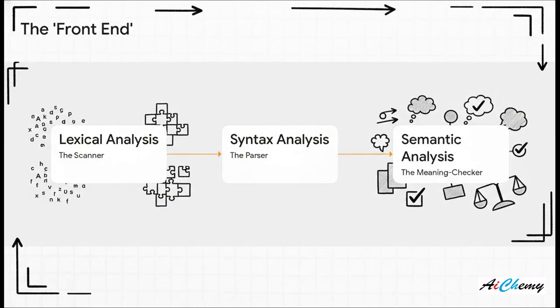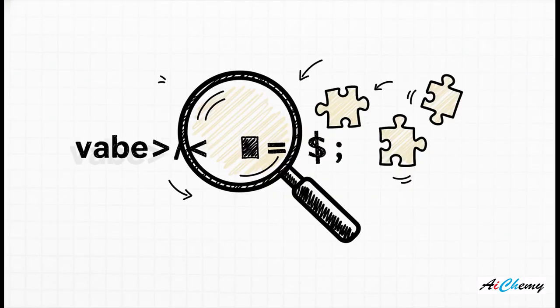Okay, so the first big chunk of this whole process is what we call the front end, or the analysis phase. Its entire job is just to understand the code that was written. And we can break that down into three main steps: lexical, syntax, and semantic analysis. First up is lexical analysis. You know how when you read a sentence, your brain automatically breaks it up into individual words, numbers, and punctuation? That's exactly what this phase does for code. It scans the text and groups characters into these meaningful little chunks called tokens.